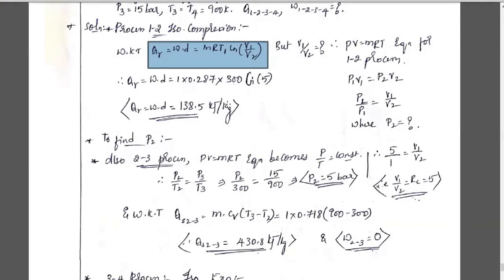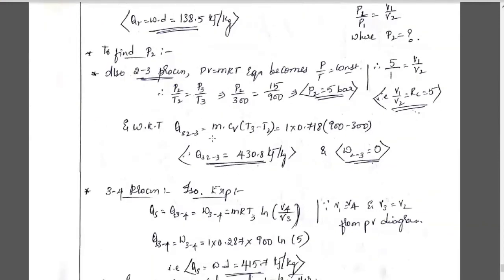QR is equal to work done, that is 138.5 kilojoule. Next, QS 2 to 3, where we have to find out heat supply in the second process. Heat supply at constant volume is MCV (T3 minus T2). T3 is known, T2 is known, all the values are known. M, if not given, you have to assume as 1. They have assumed it as 1. CV is constant, 0.71. Substituting, you get QS 2 to 3 as 430.8.